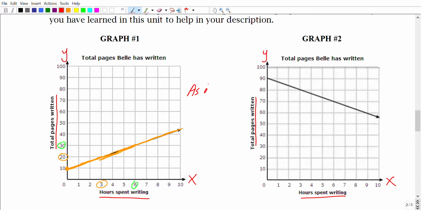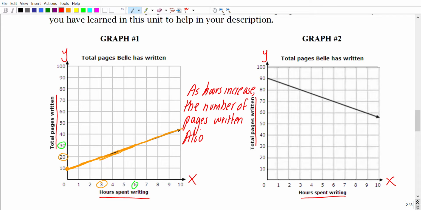As hours increase, and I totally misspelled that. As hours increase, the number of pages written also increases. So that looks like a good candidate for which of these graphs represents our model, okay, or our particular situation.